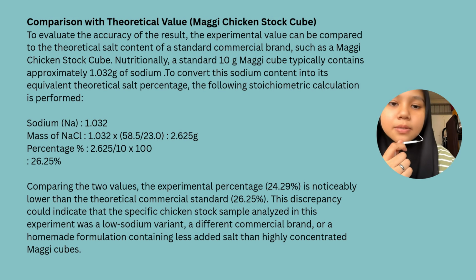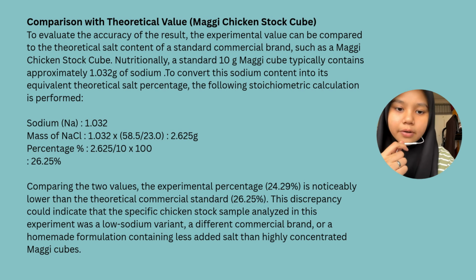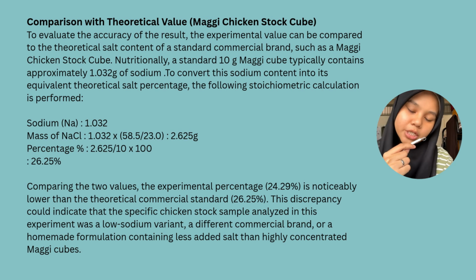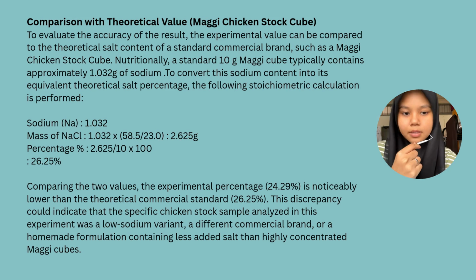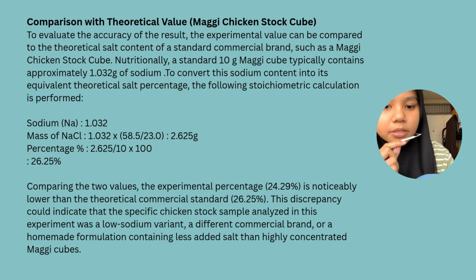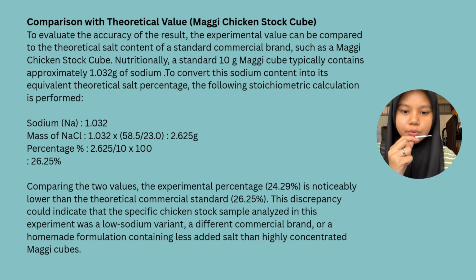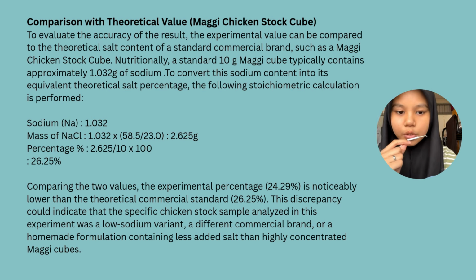For comparison with a commercial standard, to understand the accuracy of our result, we compare it to a standard commercial benchmark, a Maggi chicken stock cube. Based on literature data, a typical 10-gram Maggi cube contains about 1.6 grams of sodium. Through stoichiometric conversion, this equates to a salt content of 26.25%.